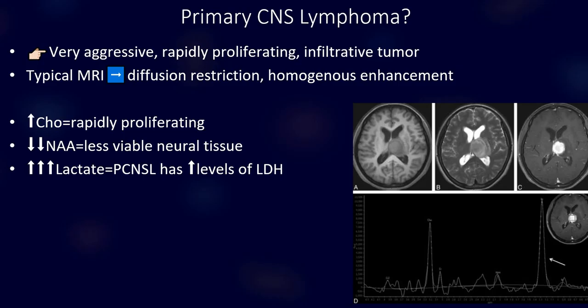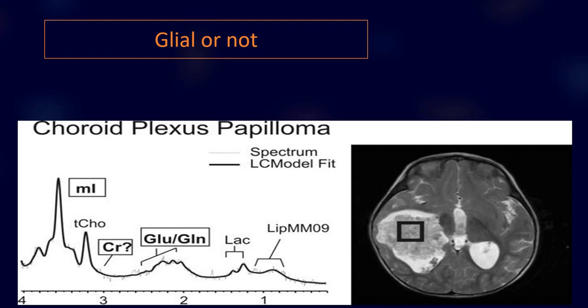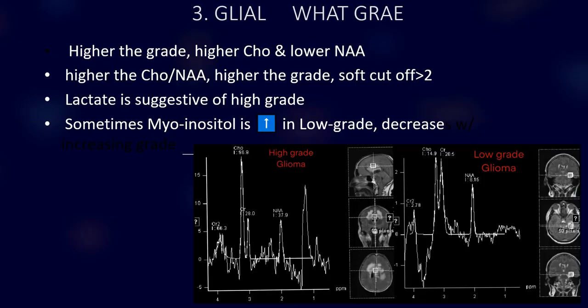Again, can MRS differentiate lymphoma from glioma? Perfusion can differentiate it better than spectroscopy. But here in the lymphoma, we have large lipid and lactate peaks and markedly reduced N-acetyl aspartate. Again, glial or not depends on N-acetyl aspartate. If glial, what's the grade? Low-grade glioma usually shows a myo-inositol peak. High-grade glioma usually shows lactate and lipid peaks. The higher the choline to N-acetyl aspartate, the higher the grade of the tumor.